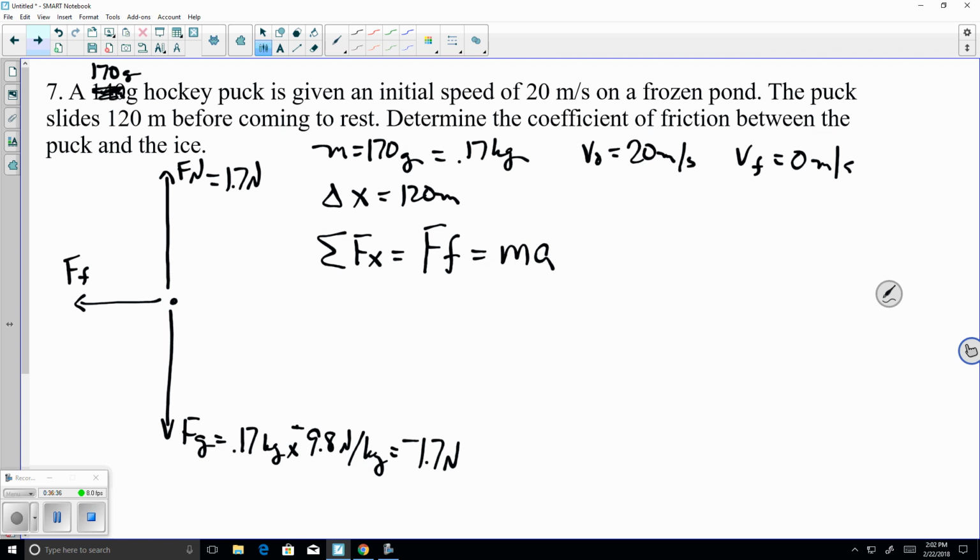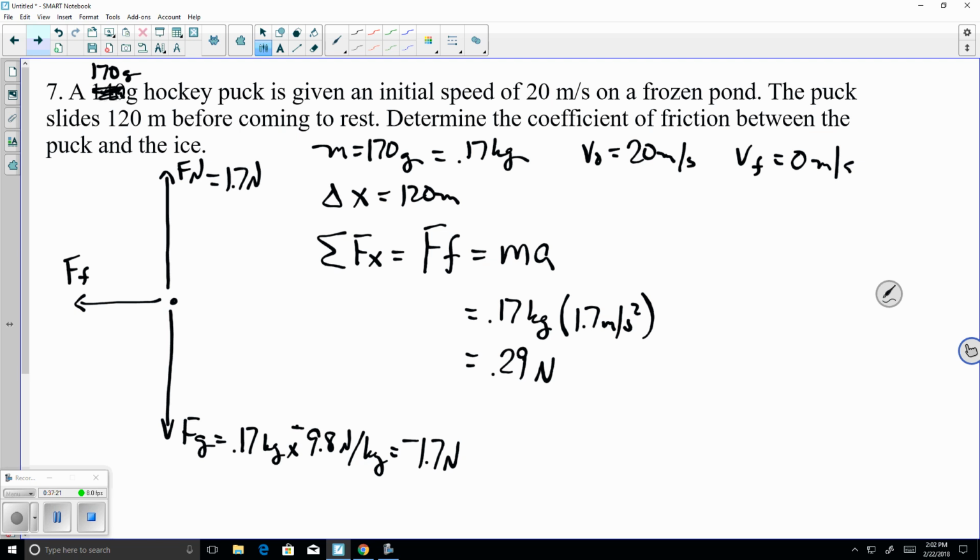Okay. So I'm going to go ahead and start working on that. My mass is 0.17 kilograms. Okay. Times my acceleration, which is 1.7 meters per second squared. And that's going to give me a friction force of 0.29 newtons. Okay? And so that's my sum of forces.